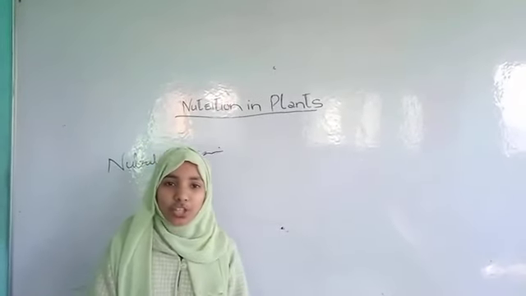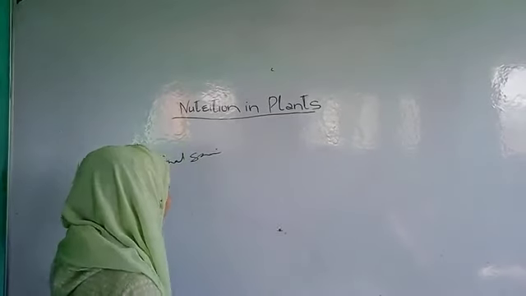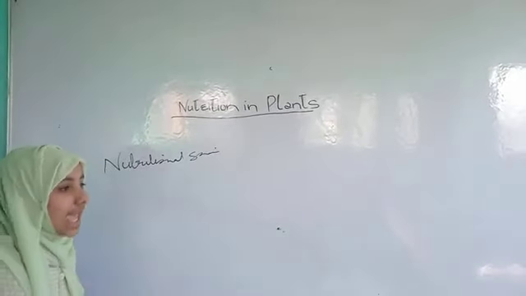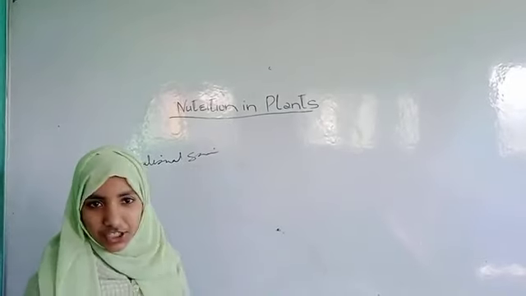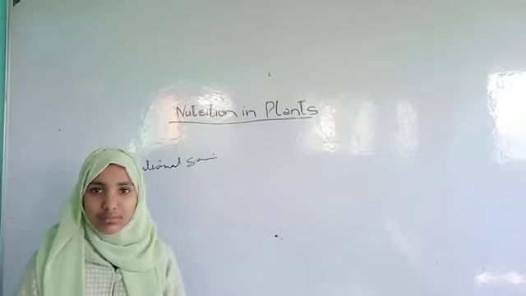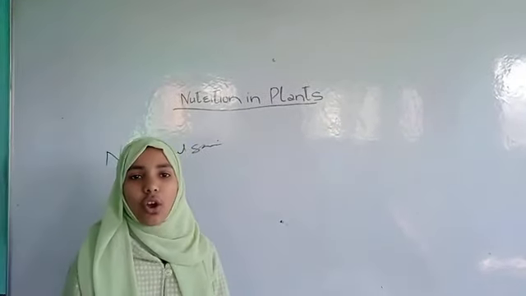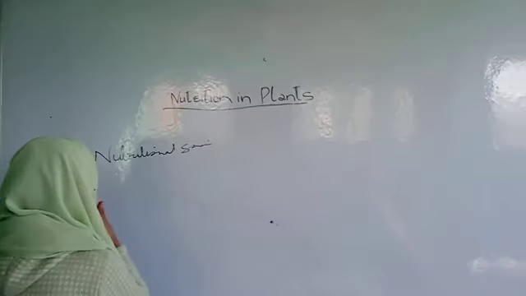And next, the important topic, classification of nutrients. As we know, nutrients are classified in two main groups, that is autotrophs and heterotrophs. What are autotrophs? The process in which organisms prepare their own food. And its opposite, heterotrophs, that is the organisms which do not prepare their own food.